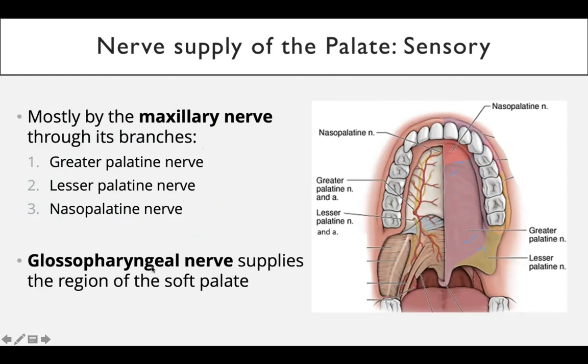And then there is the glossopharyngeal nerve, which also supplies the soft palate region. Okay, we remember, no problem.